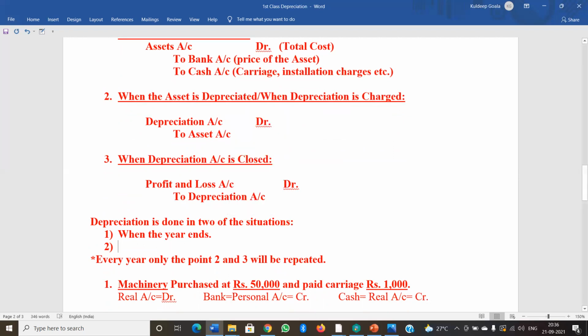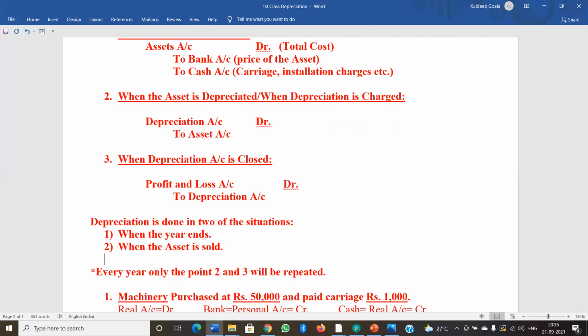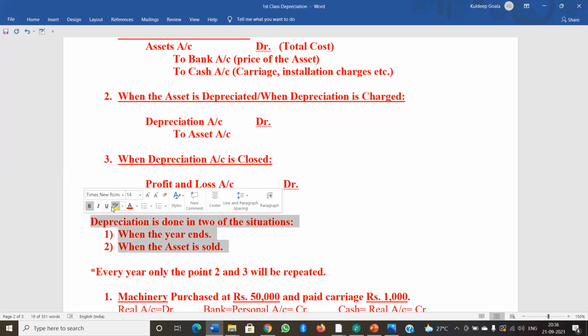And again, when the asset is sold, at that time also the depreciation is done, provided the asset is not sold at the year ending, rather it is sold in the middle of the year or in between the year. Okay, not the year ending. Clear? So in these two situations you have to calculate the depreciation. Remember that. This is very, very important, you should know that.